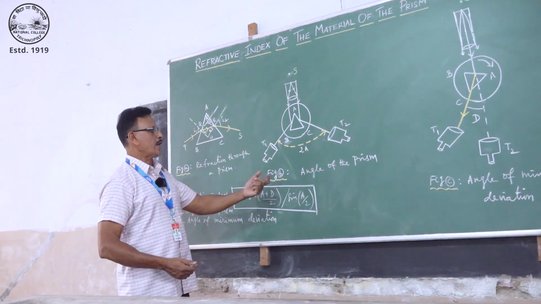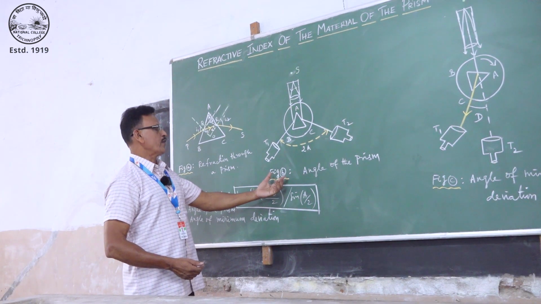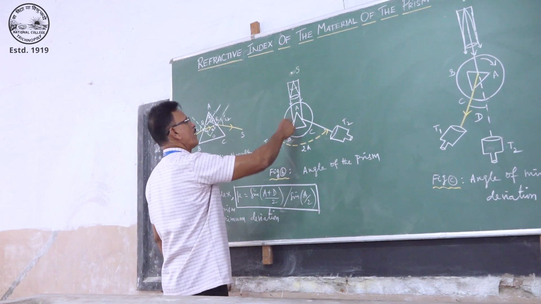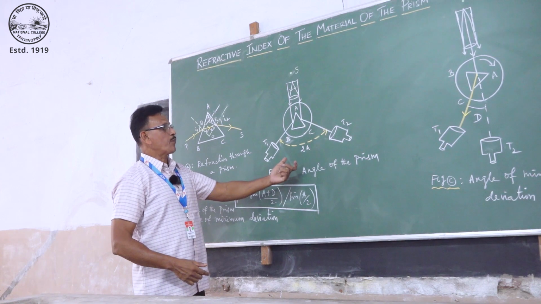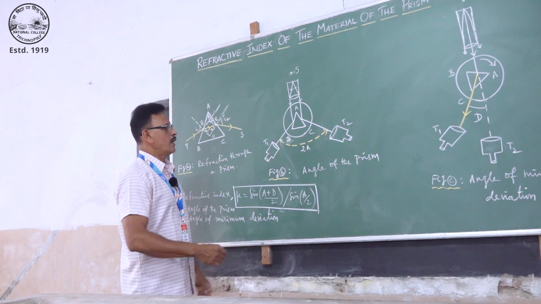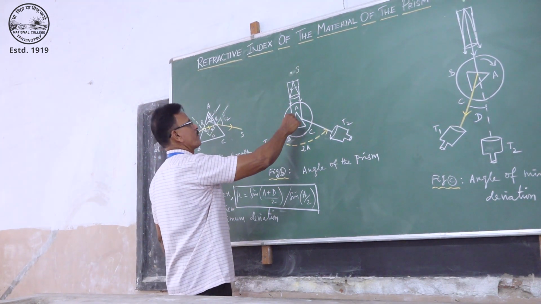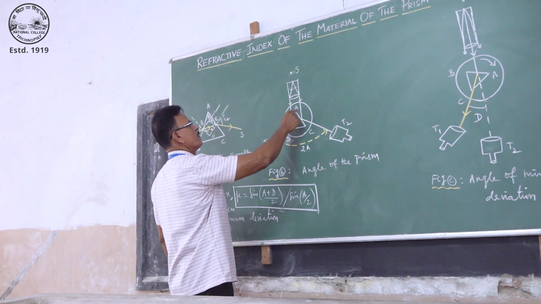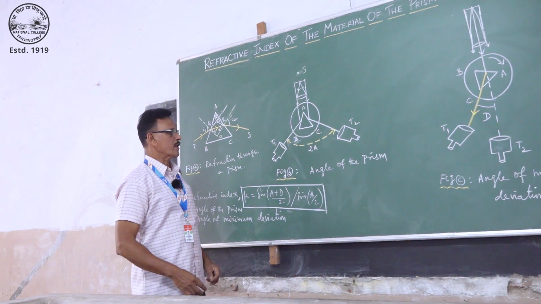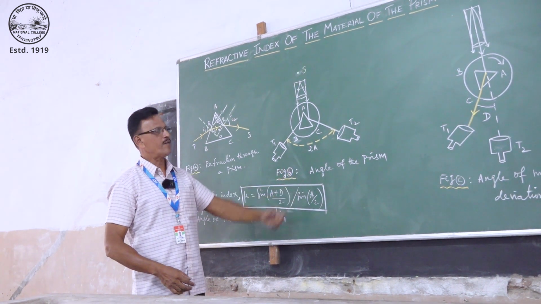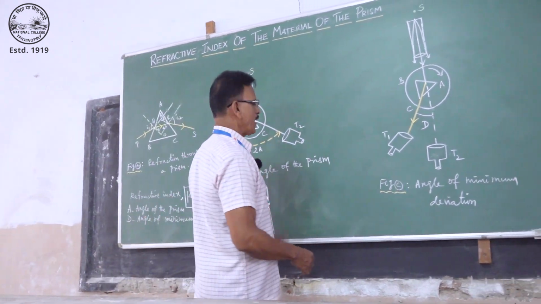So for finding capital A, in figure B, I have placed the prism here. The prism is placed on the prism table where the refracting edge must face the collimator. The refracting edge must face the collimator in the case of measuring the angle of the prism. That is shown in figure B.